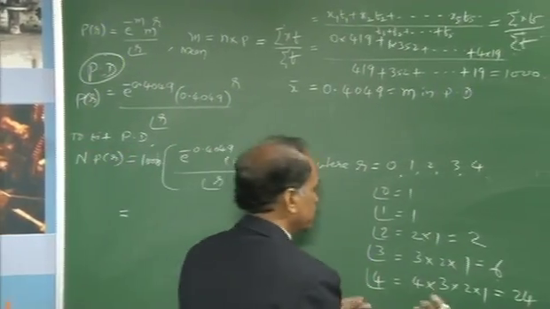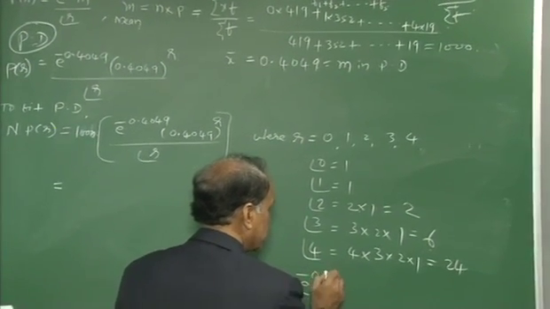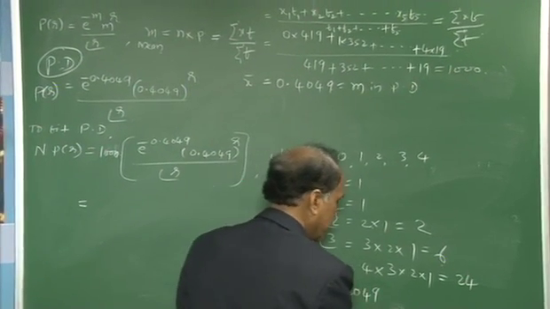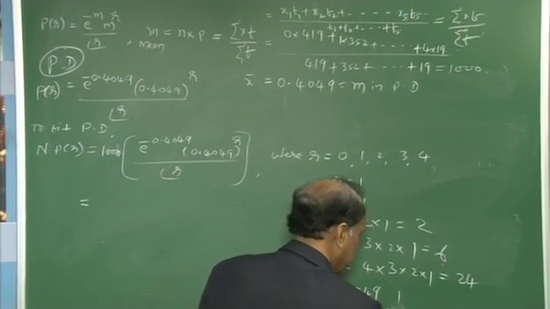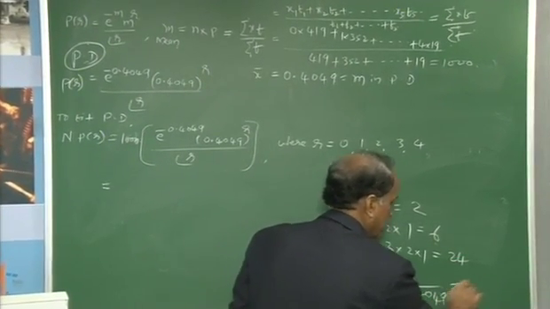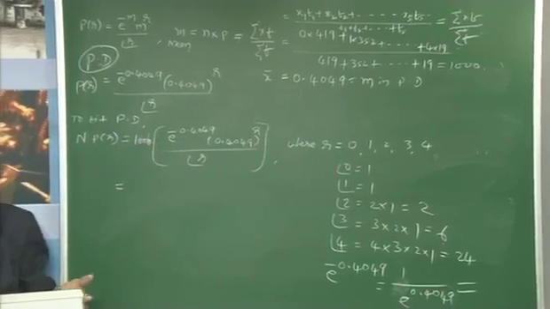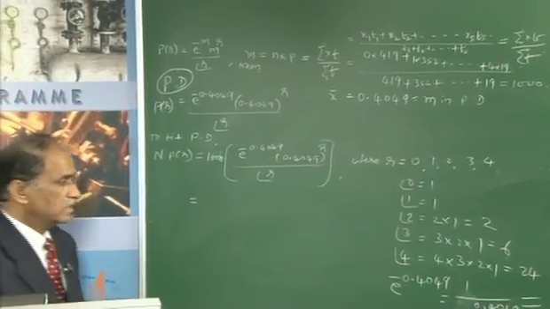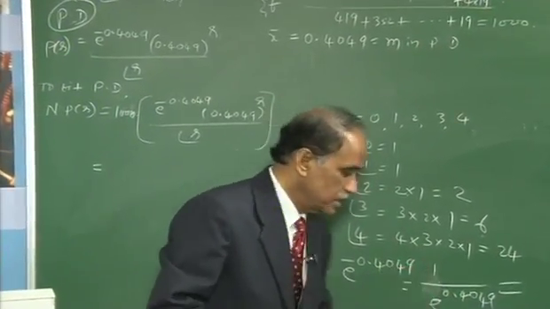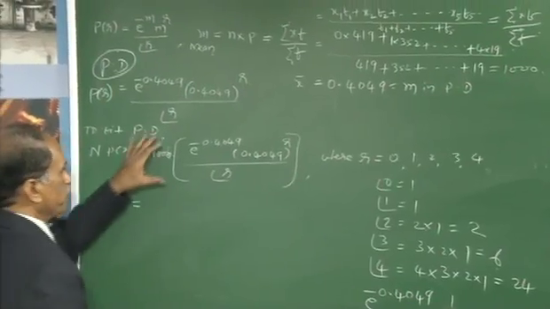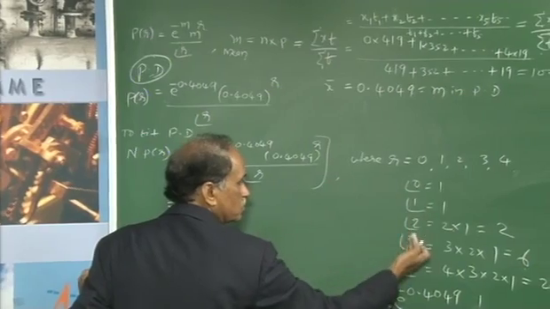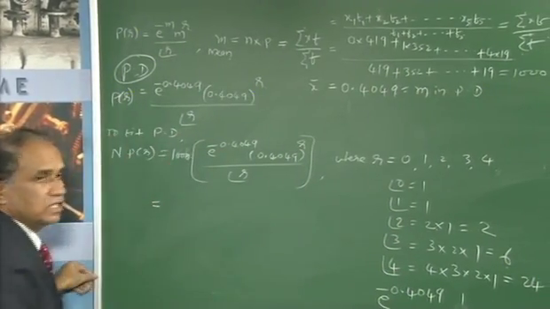Then you take e to the power minus 0.4049 as equal to 1 divided by e to the power plus 0.4049. You can calculate that value from the calculator, or a table of exponential values is also available. You can simply collect that value and then write 1 divided by that. Then this is at r equal to 0, 1, 2, 3, 4, and you get the values.